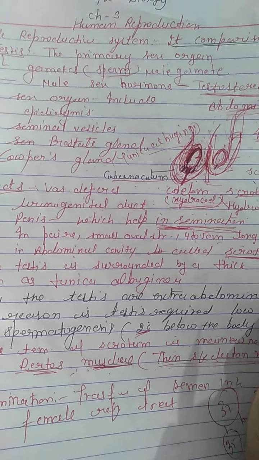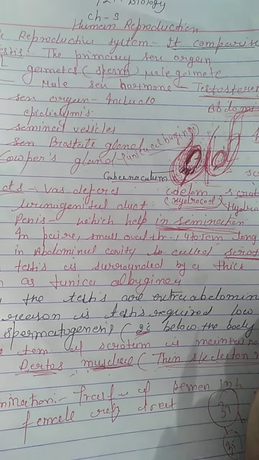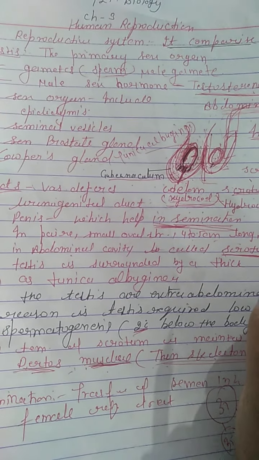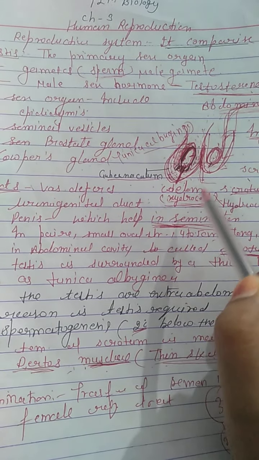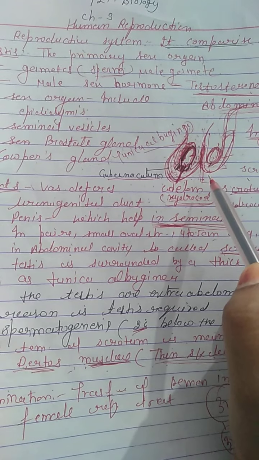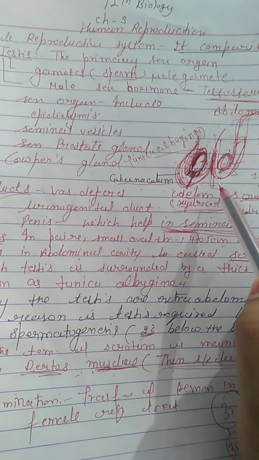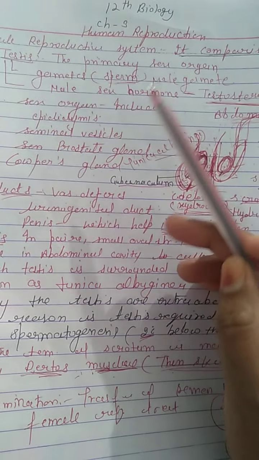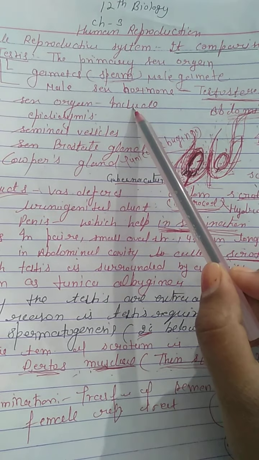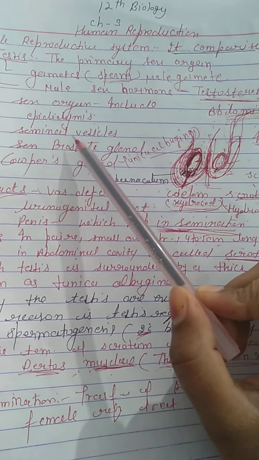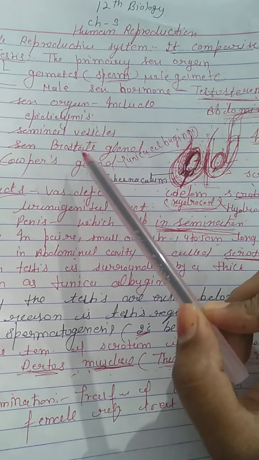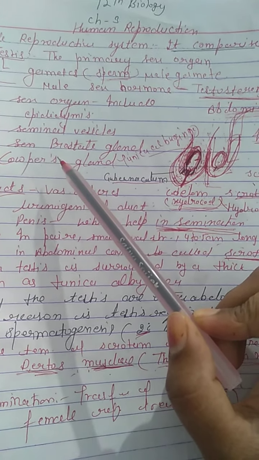In this video we studied the external structure of testes, and in the next video we will study the internal structure of testes, and also study the secondary sexual organs like the epididymis, seminal vesicles, prostate gland, and the Cowper's glands.